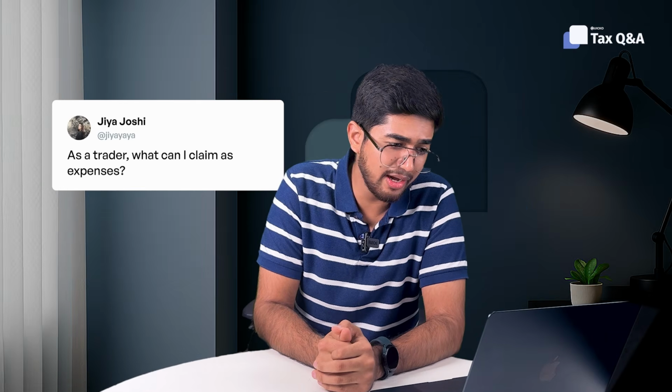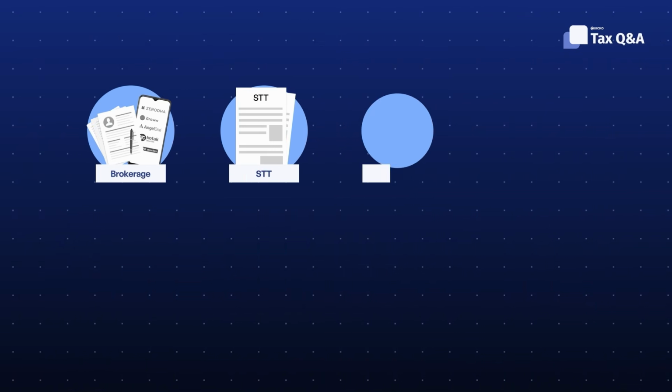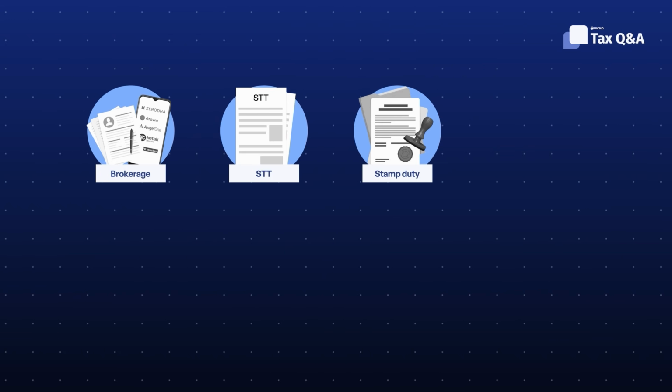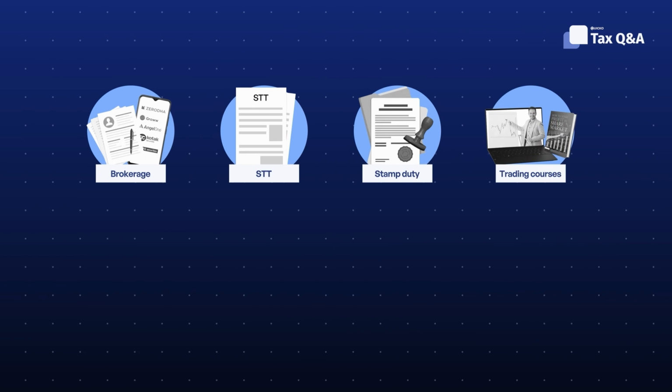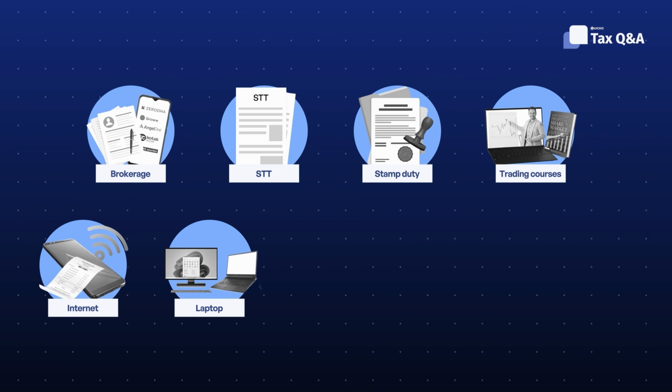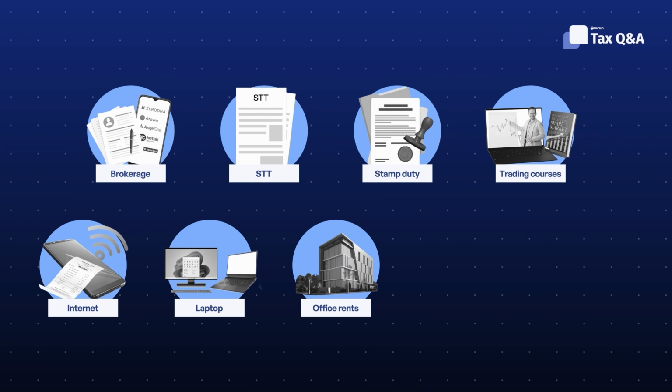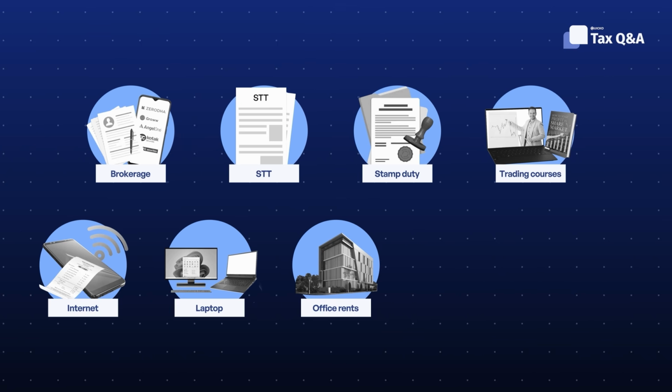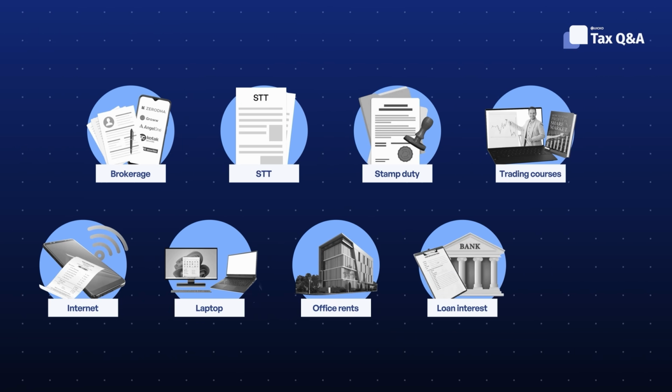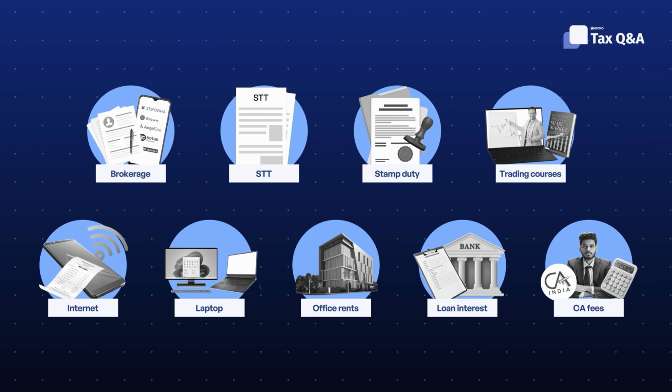Gia is asking, as a trader, what can I claim as expenses? Like any other business, traders are also allowed to claim expenses related to their trading activity since it counts as business income. These include charges directly linked to trading like brokerage, STT, stamp duty, etc. And then there are other things like trading courses, subscription of tools, internet and mobile bills, depreciation on the laptop purchase for trading, and rental expenses if you lease out a separate space. You can even deduct interest paid on loans taken for trading and fees paid to a CA for audits or tax filing. Just remember, all of these expenses should be strictly associated with your trading business.